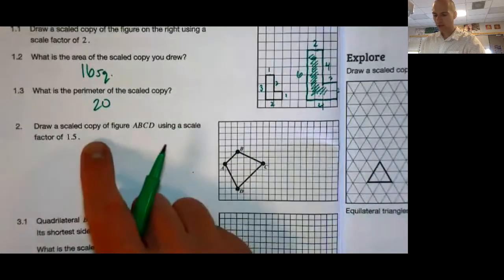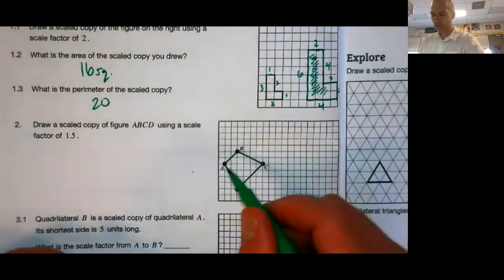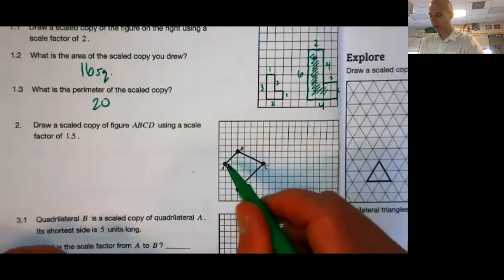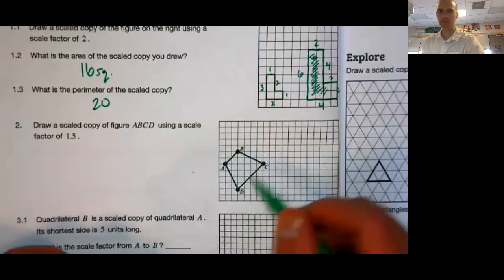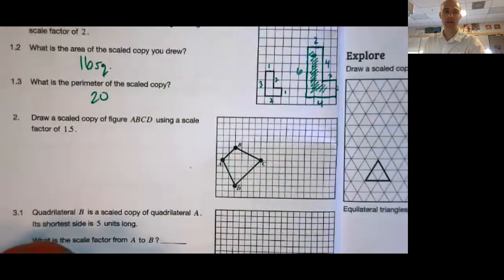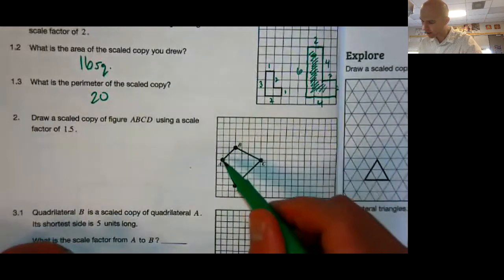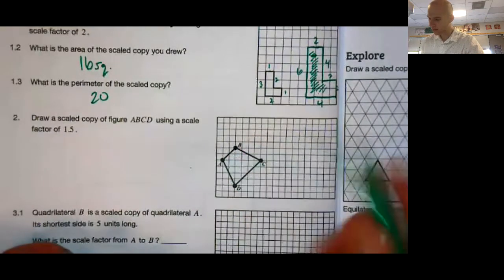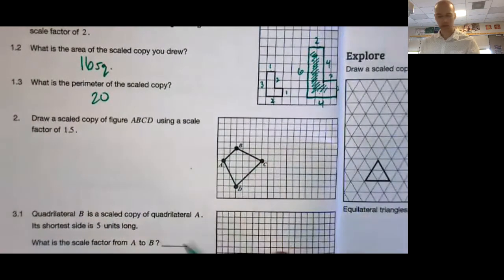All right, now draw a scaled copy of figure ABCD. So saying figure ABCD means the shape that is cornered by points A, B, C, and D. And we're going to use a scale factor of 1.5. So everything has to be 1.5 times bigger. That's going to be pretty hard. Yeah, all right. This one's going to be a little bit of a challenge, but we can do it.